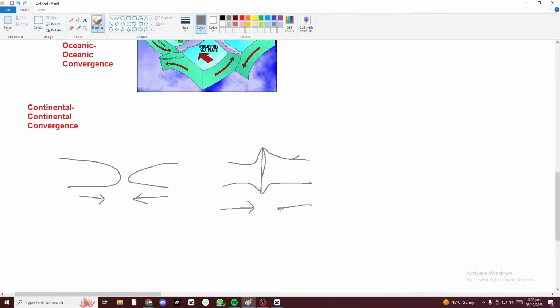And this forms mountain ranges like the Himalayas. There is not that much volcanic activity around continental convergences. This is because the crust is very thick.